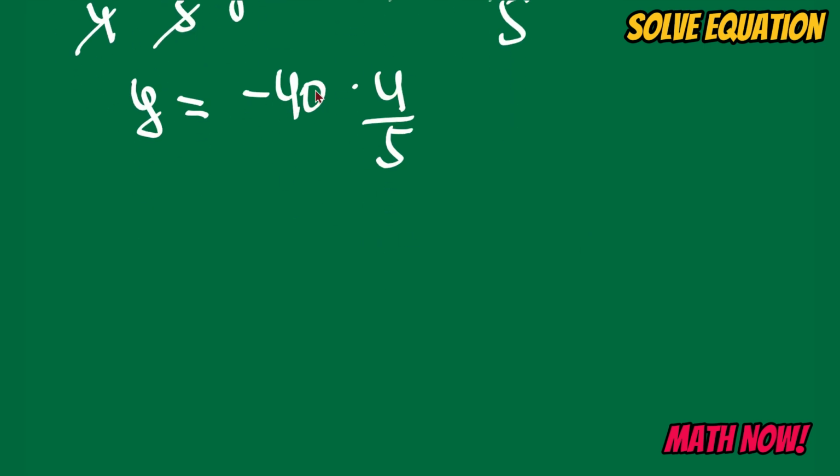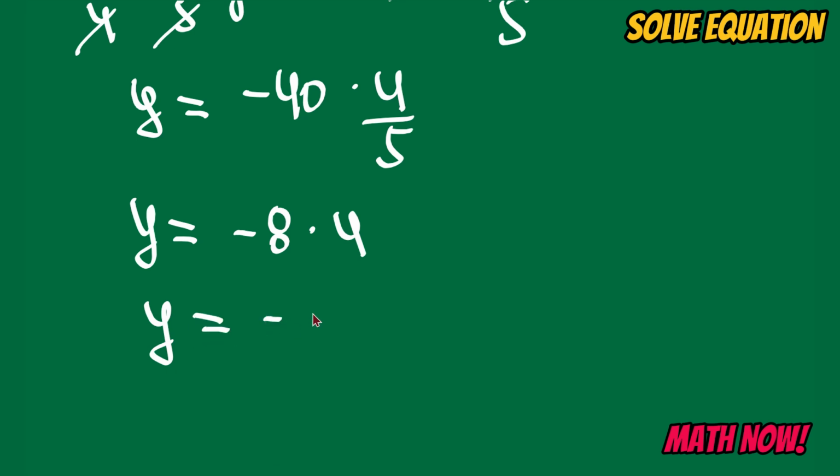Basically, how can we do that? So 40 divided by 5 is going to be 8, right? So we can divide, and it's going to be minus 8. And basically what we're going to have is y equal to minus 8 multiplied by 4, okay? And so y is going to be equal to minus 32. So that's the answer to this equation.